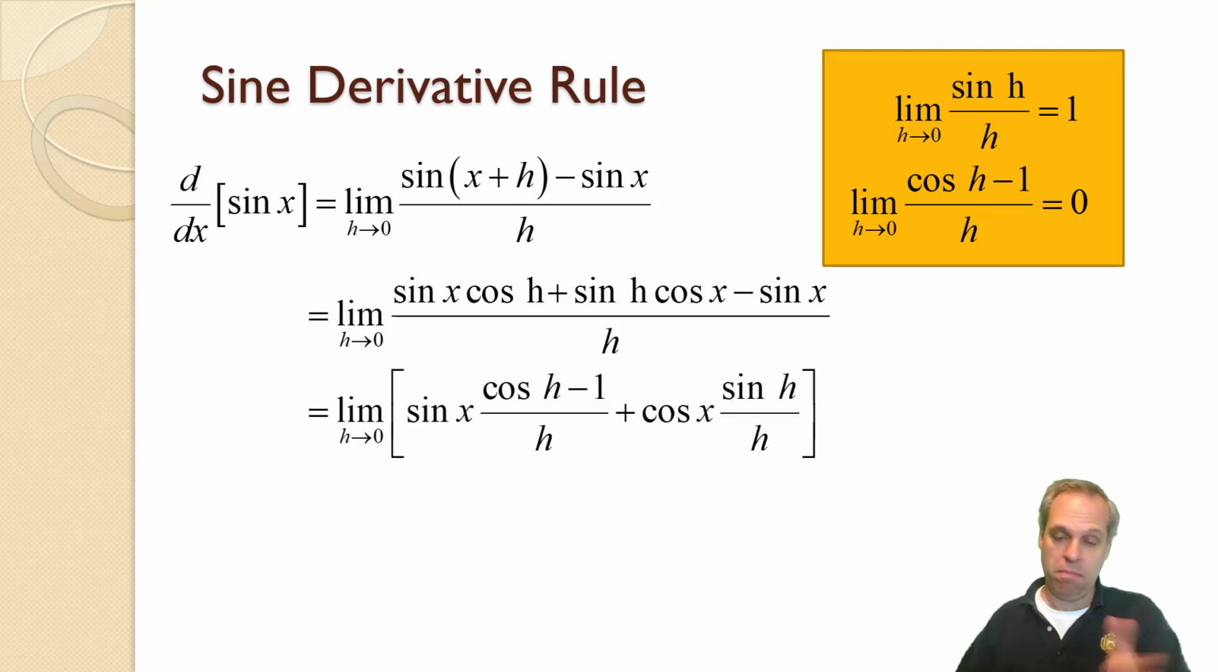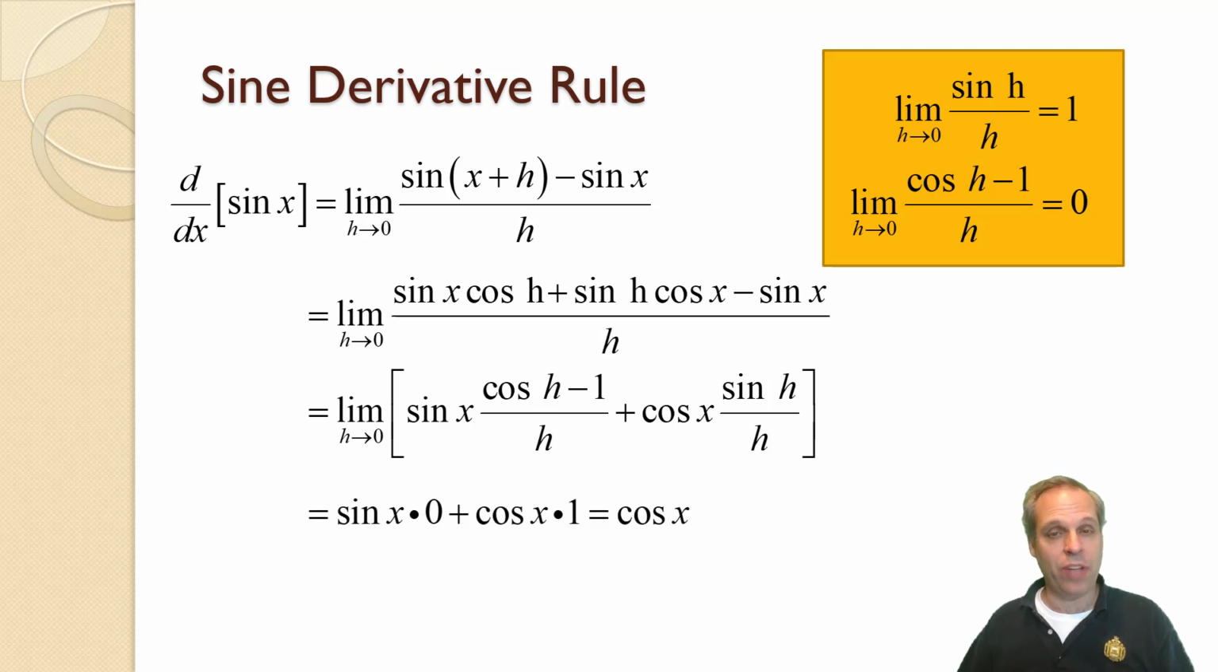Feel free to go back and add those back up to get the original fraction to see that these are actually equivalent expressions. Now the limit of a product is a product of limits. A limit of a sum is a sum of limits. So I can push the limit through all these pieces provided they all exist. And the limit of the sine of x as h approaches 0 is just the sine of x, because x is not changing. It's a constant as h goes to 0.